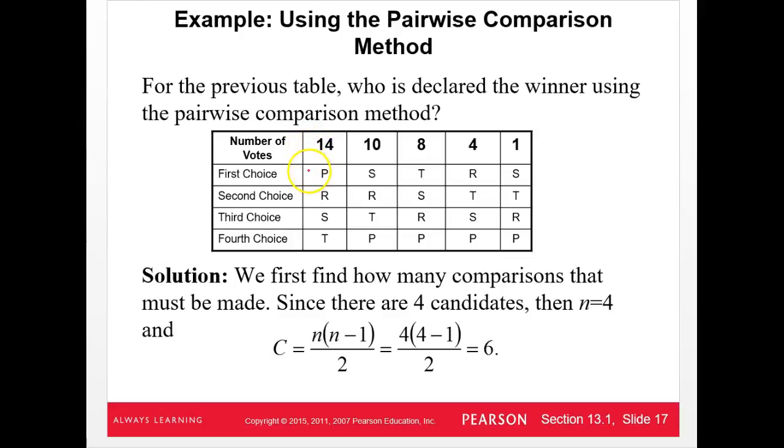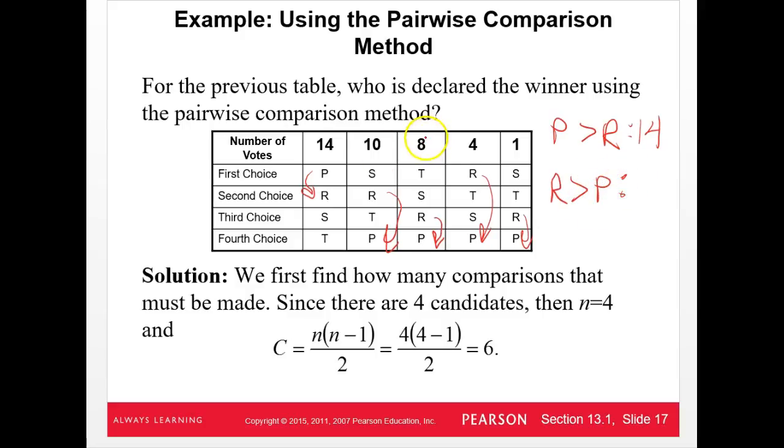So there's going to be P versus R. Well, P beats R 14 times right here. So Paul would beat Rita 14 times. But then Rita beats Paul all the rest of the times.